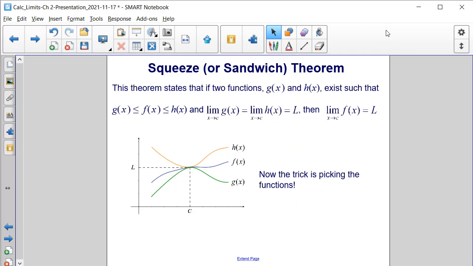The squeeze or sandwich theorem states that if two functions g of x and h of x exist such that g of x is less than or equal to f of x, which is less than or equal to h of x, and the limit of g of x as x approaches c is equal to the limit of h of x as x approaches c, which is equal to L, then the limit of f of x as x approaches c will also equal L. Now the trick is picking the correct functions.